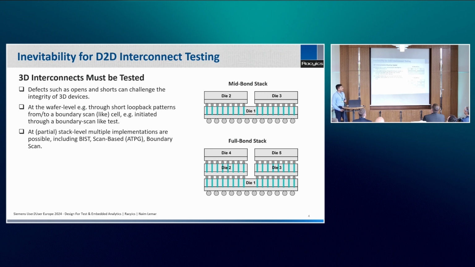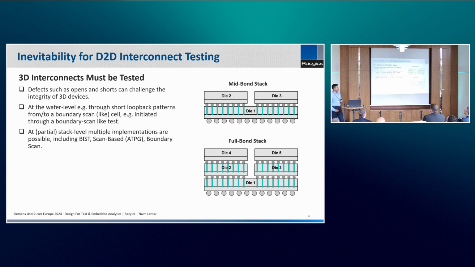So die-to-die interconnect could be tested at a wafer level through the short loop back patterns, or it can be tested at the stack level. So possibly, for example, using the LFSR-based built-in self-test solution, or we can also use the scan-based ATPG solution or boundary scan.